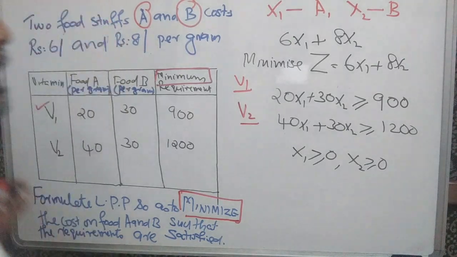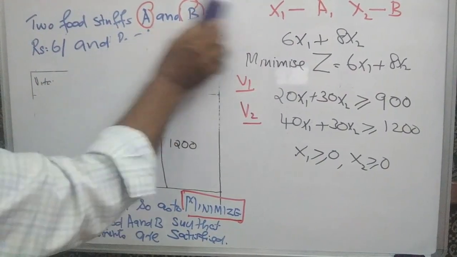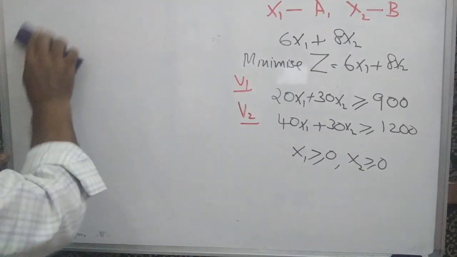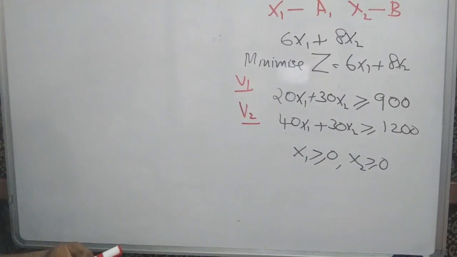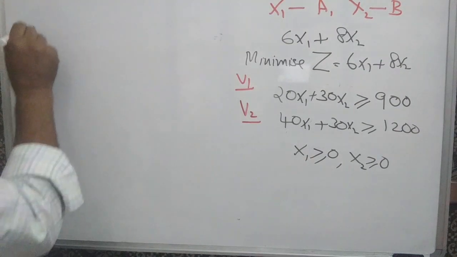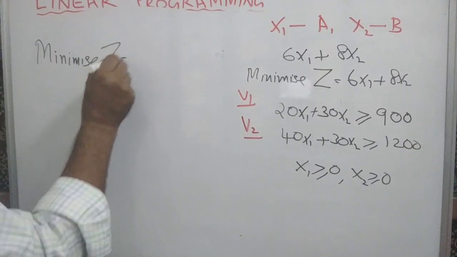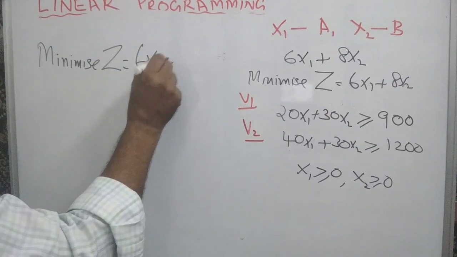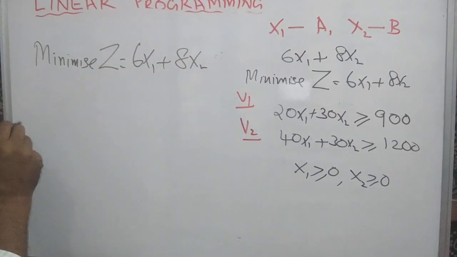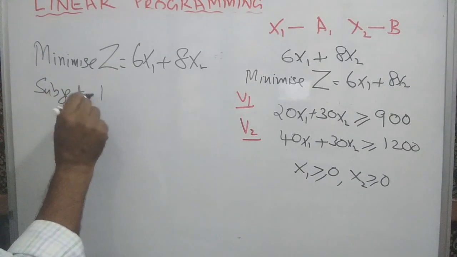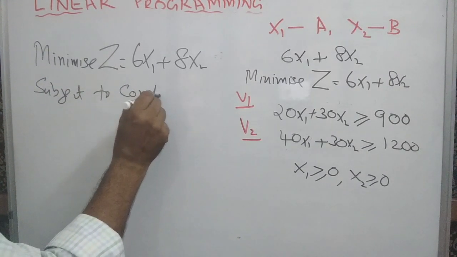This problem is presented in a nutshell as, what is our problem? Minimize. Which is to be minimized? An objective function. How will you notate? Z. Therefore the problem is minimize Z equal to 6x1 plus 8x2. How will you minimize this? Subject to the conditions.